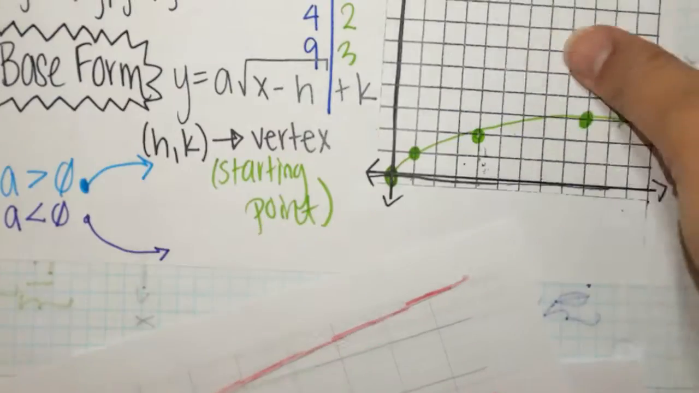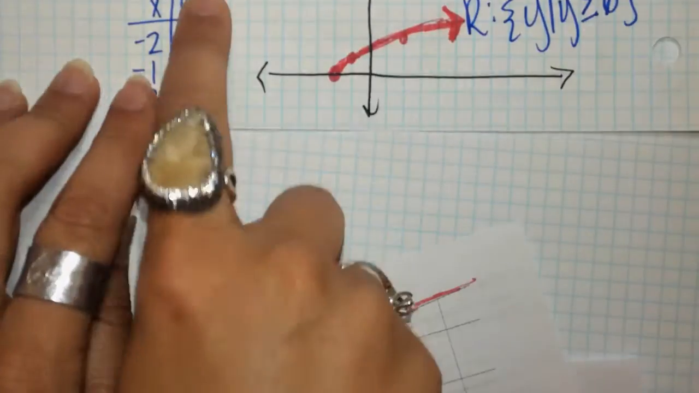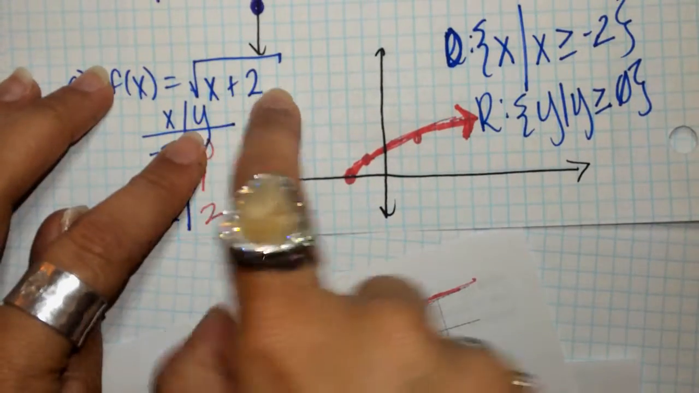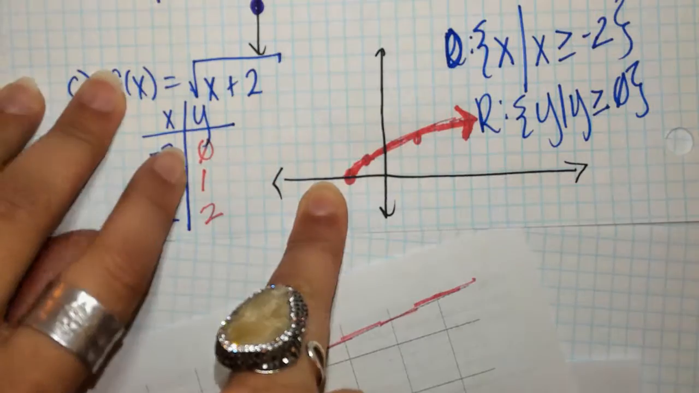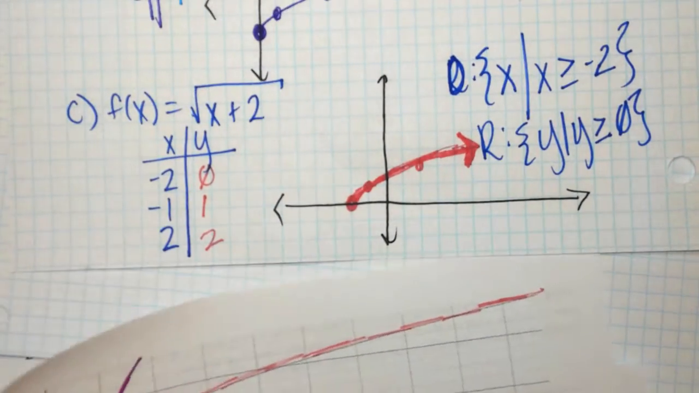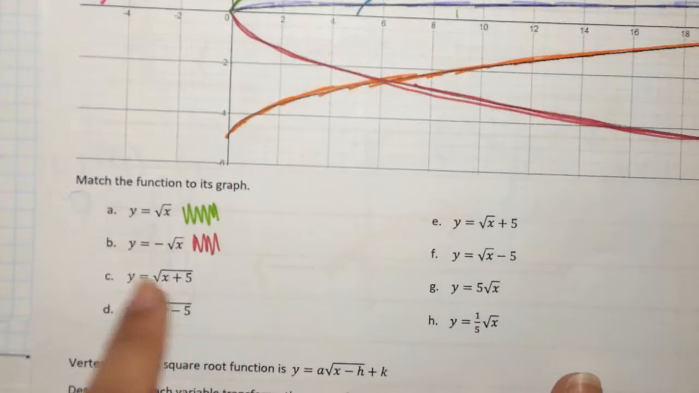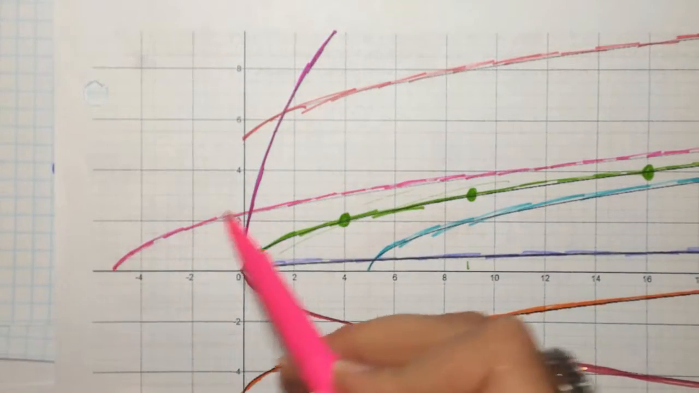So plus 5, we did something like that here. And when we had a plus 2, it moved it left 2. So what would the plus 5 do? Move it left how many? 5. So that is my hot pink one right here.